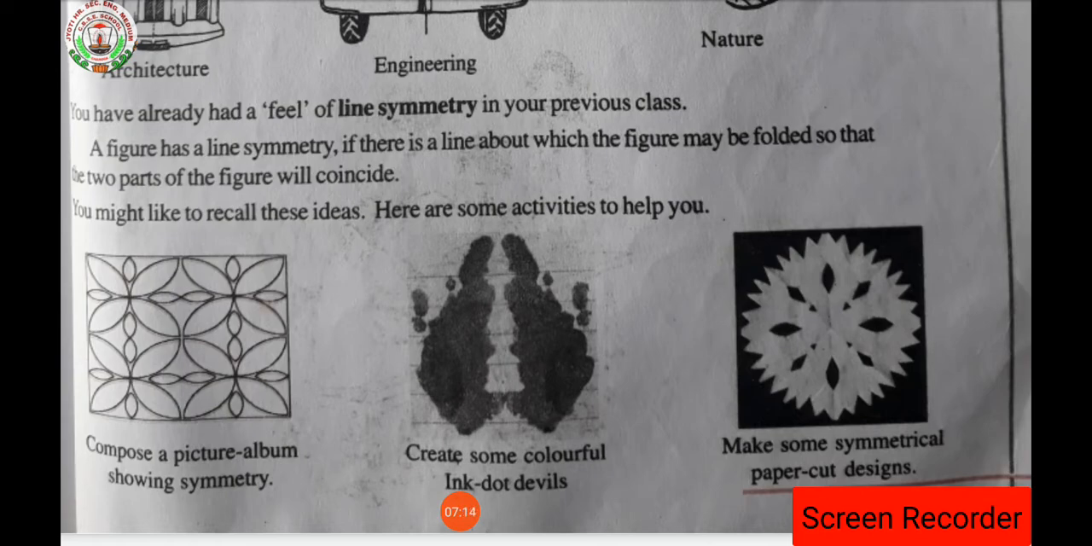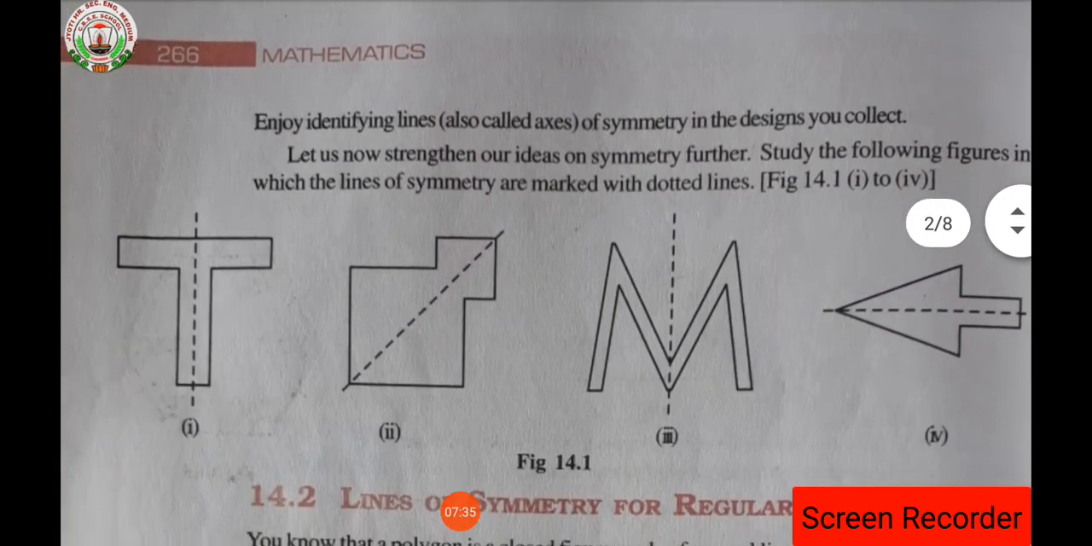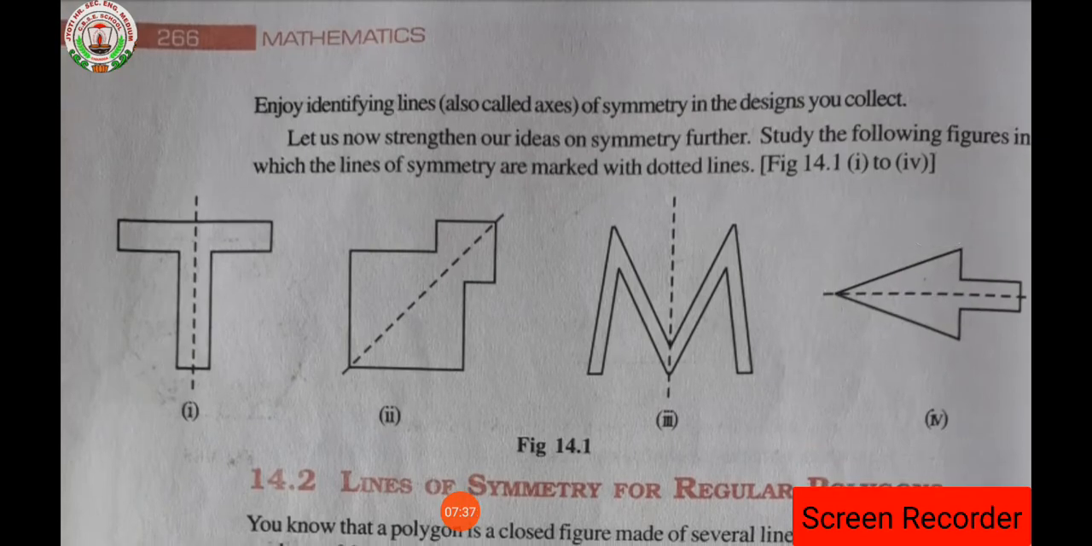Then make some symmetrical paper cut designs. You people are very expert in making these paper cut designs, isn't it? Take the paper, fold it into 4, 5, 6 folds, then cut it in different shapes. When you open this paper, a beautiful image appears on it. So that is also an example of symmetry. Clear? Identify lines, also called axes of symmetry, in the designs you collected.